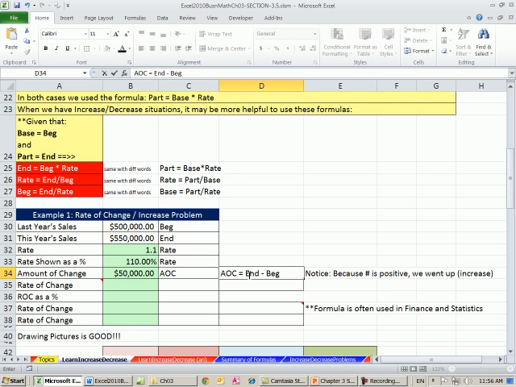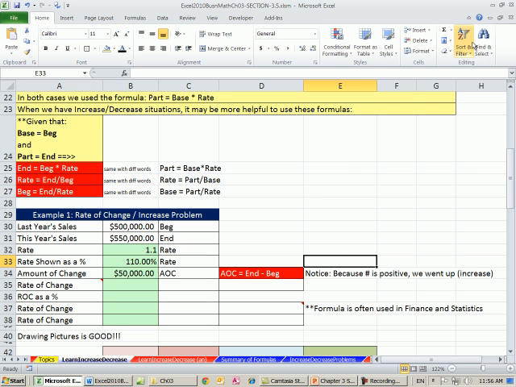You always want to do an end minus begin because later we'll see a decrease problem, and then this will come up negative, and it'll tell us we went down. Sometimes you want to go down, right? Like if it's costs from one year to the next year, if it went down, that's good for a business in general. All right, that's a new formula, so I put it in right here.